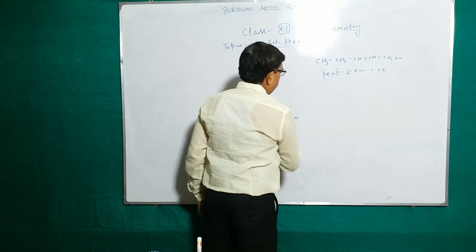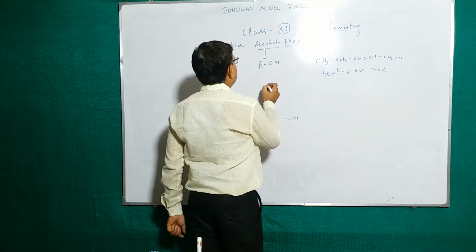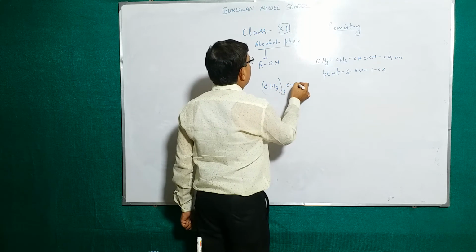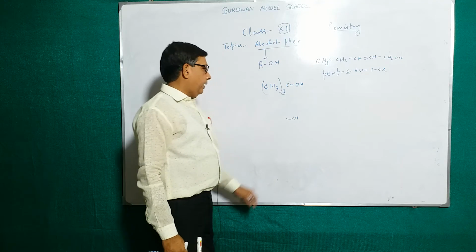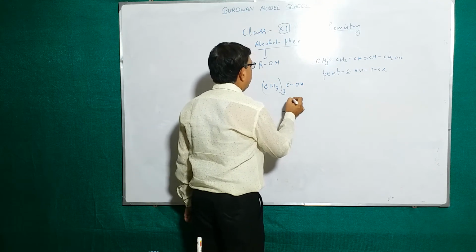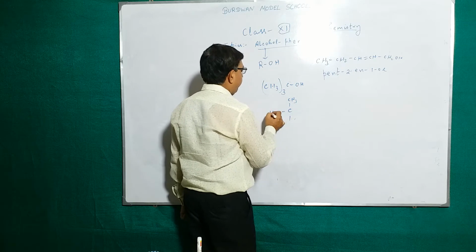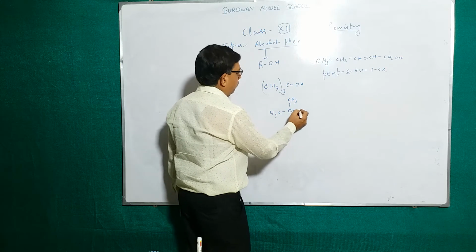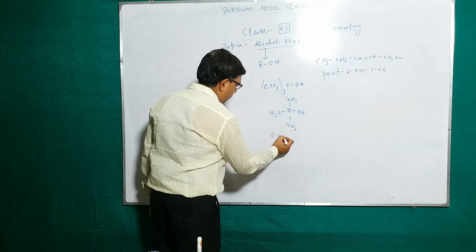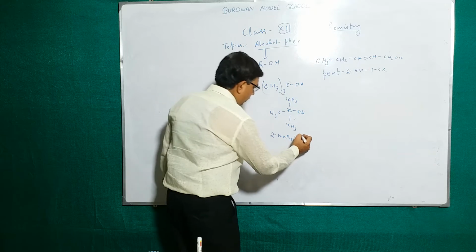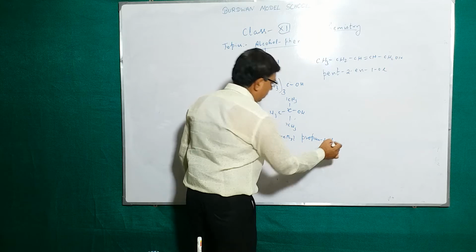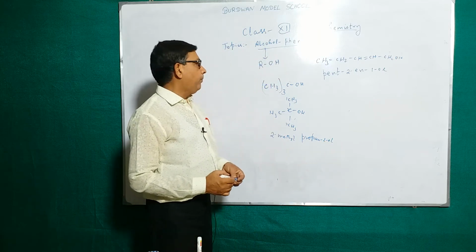What will be the IUPAC name of this compound? CH3 whole 3 COH. You first break this compound in this way: 3 CH3 and 1 OH, 1, 2, 3. So it is 2-methyl propan-2-ol. This will be 2-methylpropan-2-ol.